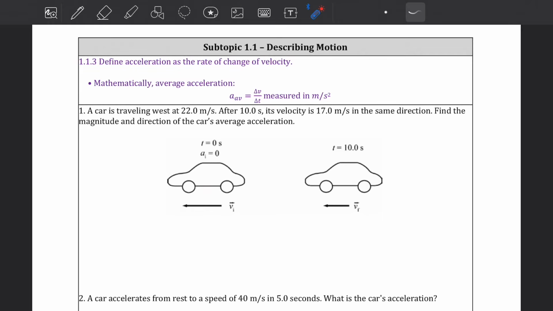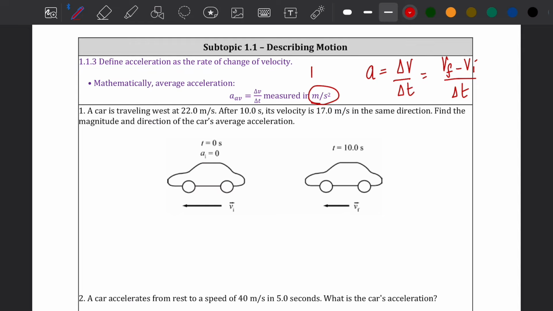In this video, we are going to solve problems from the worksheet for the end of term exam. The first objective is to define acceleration as the rate of change of velocity. We know that acceleration is rate of change of velocity, and its formula is given as delta v over delta t, where delta v is the change in velocity, so vf minus vi over time, and the unit for acceleration is given as meter per second square.